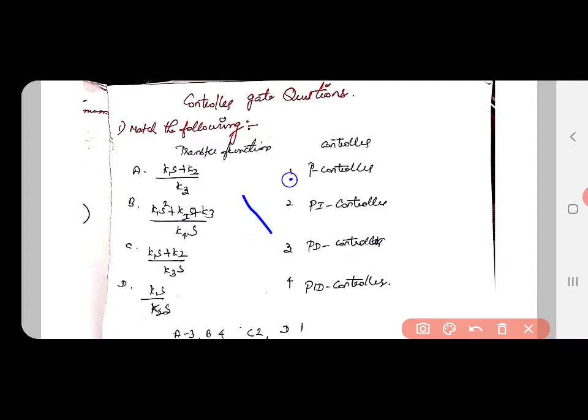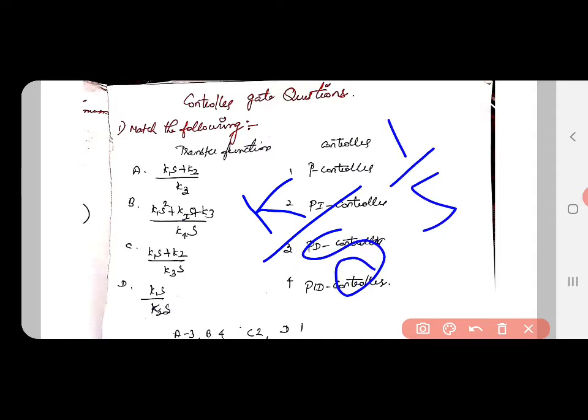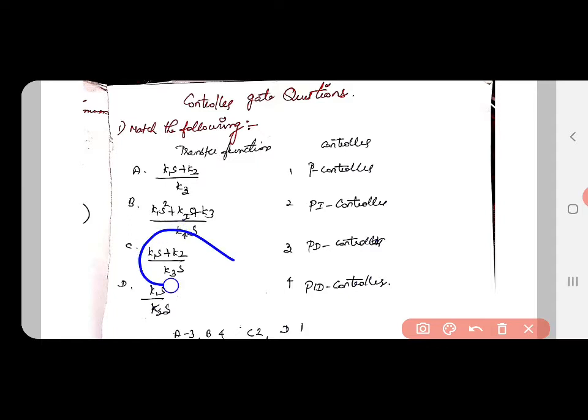Actually for integral, it will be divided by s, so 1 by s. So here this is nothing but the PI controller. Okay, so the next one is K1s by K2s, both s's cancel, then this will be simply a proportional controller.